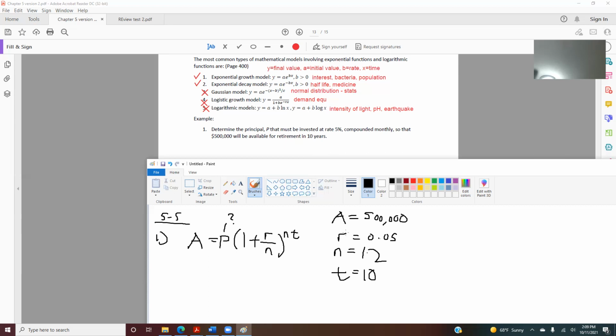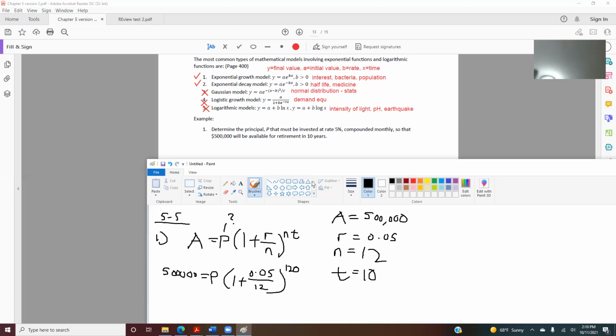Plug all this into your formula and solve for P. 500,000 is your A. We need to find P. 1 plus R, the rate, 5%, 0.05, over 12, to the power of NT. NT is 12 times 10, and we know 12 times 10 is 120.